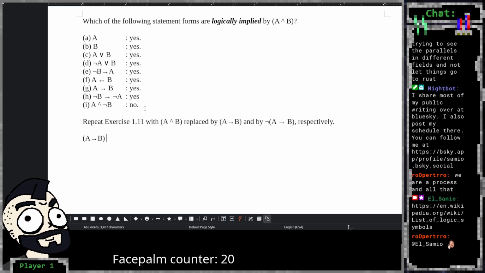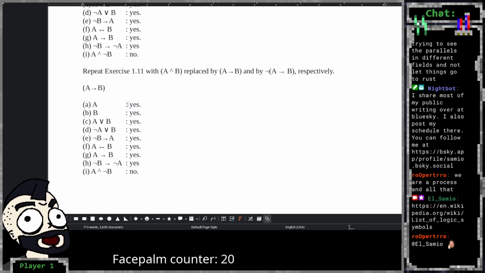A implies B. Does A implies B imply A? No, because there is one situation in which A implies B is true and A is false. For example, if both A and B are false, then A is false, but A implies B is true. So it is not implied. Very similar case with this one.